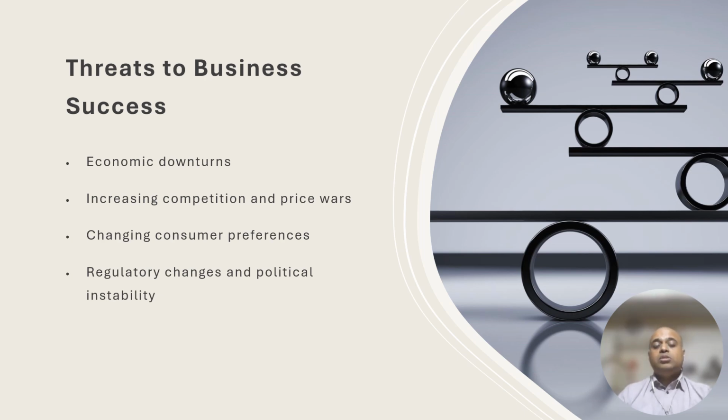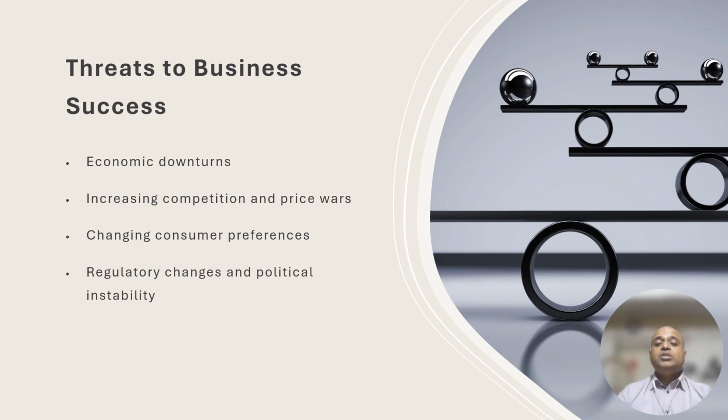Economic downturns. The economy affects how much people spend. In a recession or financial crisis, customers cut back on non-essential purchases, making it harder for businesses to survive. For example, during the COVID-19 pandemic, many businesses, especially in tourism, hospitality, and retail, struggled or even shut down due to economic slowdowns. Smart businesses prepare for downturns by saving cash reserves and diversifying their income streams.